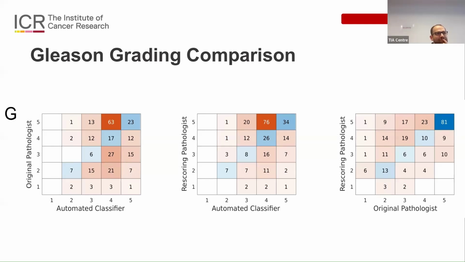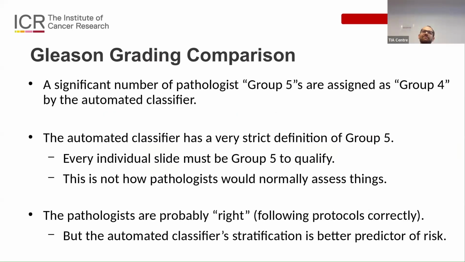But as I say, in terms of Gleason grading, I think one thing immediately stood out in terms of the difference between what the classifier was saying versus what the pathologist was saying, and it really comes down to these big categories here. There is this big population of Group 5 according to the pathologist that was coming out as Group 4 according to the classifier. And so we wanted to explore why that's happening.